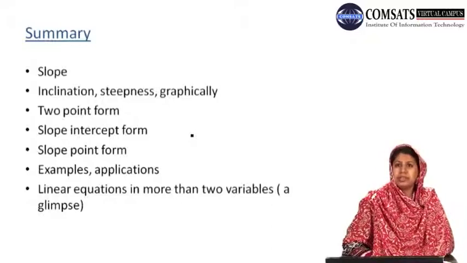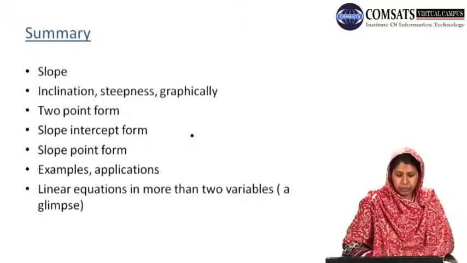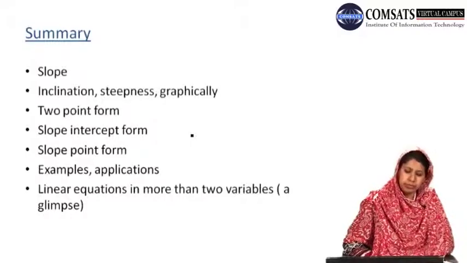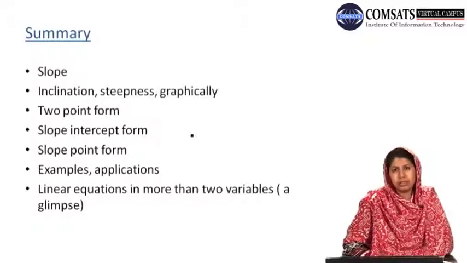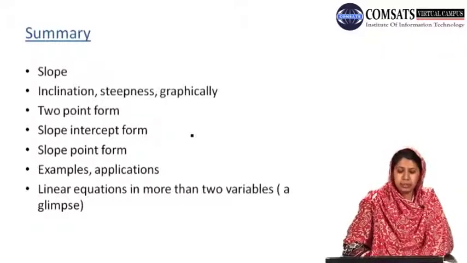Then the slope-intercept form, that is if we are provided with the slope m and the y-intercept, which is k, how we can write our linear equation. Then the slope-point form, that if we know the slope of a line and one point passing through it, then what will be the linear equation. Then we have seen some examples of how we can find the linear equation when we are given any two pieces of information, and from the linear equation how we can find the slope and the intercept.